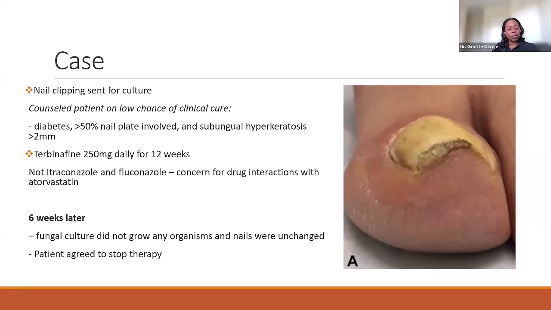But we did the terbinafine, 250 milligrams a day. We did not want to do itraconazole or fluconazole because he was on atorvastatin, and these drugs can interact with atorvastatin, increase the levels of atorvastatin, and cause rhabdomyolysis and other bad things. 6 weeks later, when his culture was negative, we called him and he agreed to stop treatment. One, because the chances of it improving were slim, and two, because by then he hadn't seen any improvement yet, which I wouldn't expect much improvement at that point, but patients lose patience with this very, very quickly.